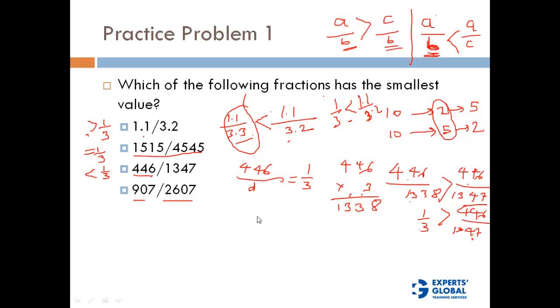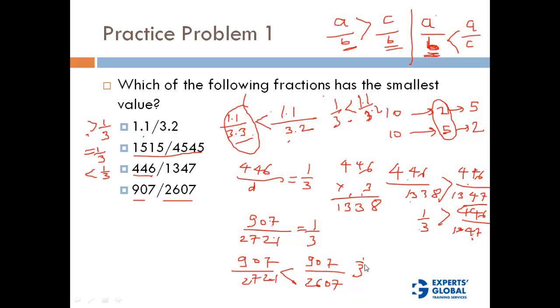Look at this number. 907 divided by 2721 is going to be 1 by 3, right? How did I get that? I just multiplied this by 3. So 907 divided by 2721 is 1 by 3. Now 907 and 2721, and 907 and 2607: if you look at it, the 2607 one is going to be the bigger fraction, correct? So 1 by 3 is smaller than 907 divided by 2607. So this number is also greater than 1 by 3.